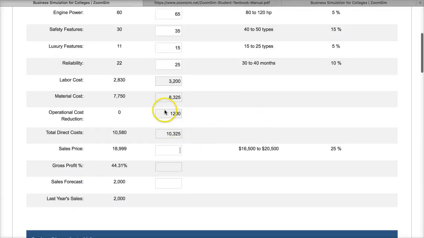Now you notice here that I have this operational cost reduction of 1,200. That helps to reduce the cost of making the car, which helps me maintain my profitability. So now I'm going from 44 to 48. I always want to increase my profitability by at least 4 or 5 percentage points between rounds.